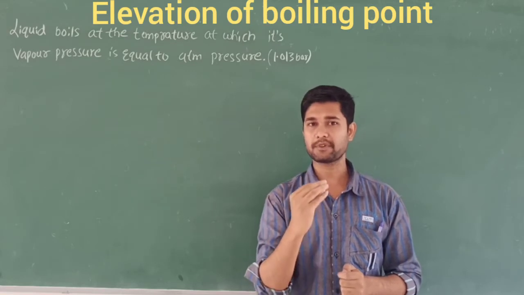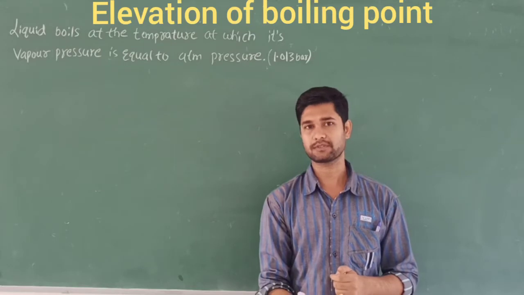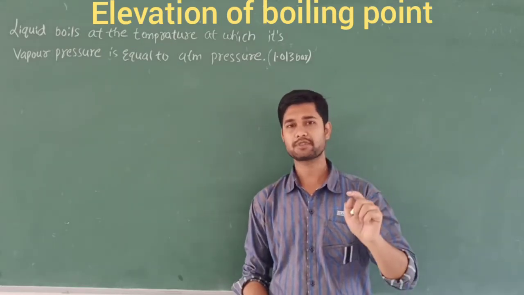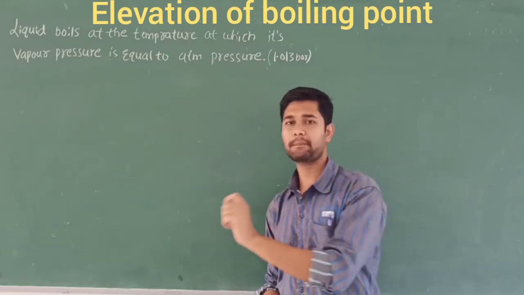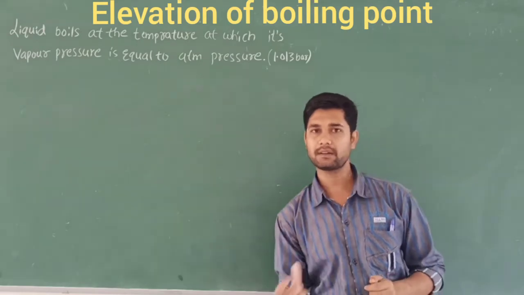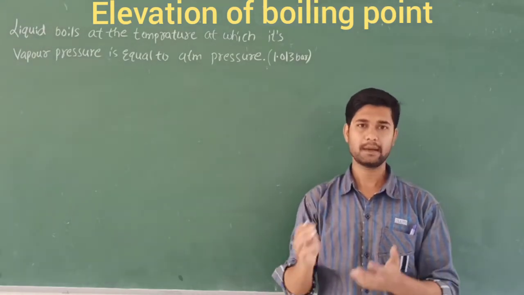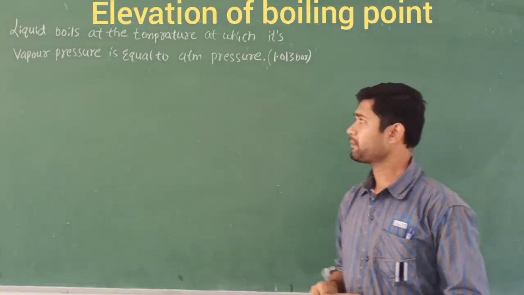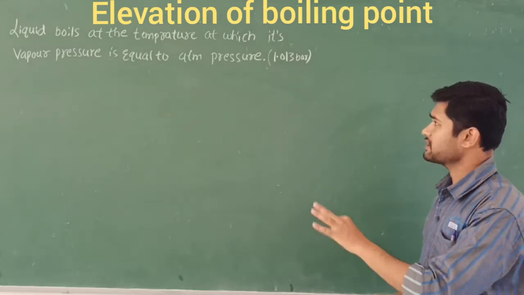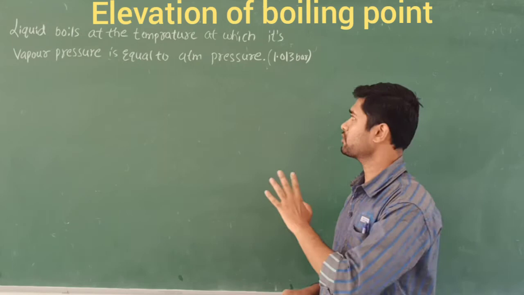Boiling means the vapor, that is the gas form, is going to be eliminated from the water molecules. That is called vapor pressure. So vapor pressure is directly proportional to the temperature. When you increase the temperature, the vapor pressure from the water also increases. So the liquid starts to boil at the temperature at which its vapor pressure is equal to the atmospheric pressure.